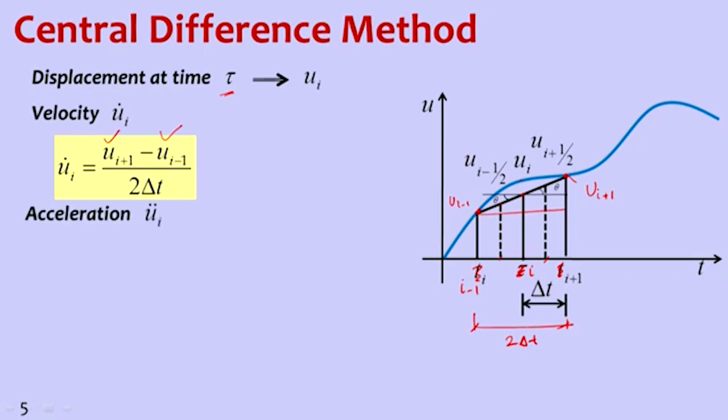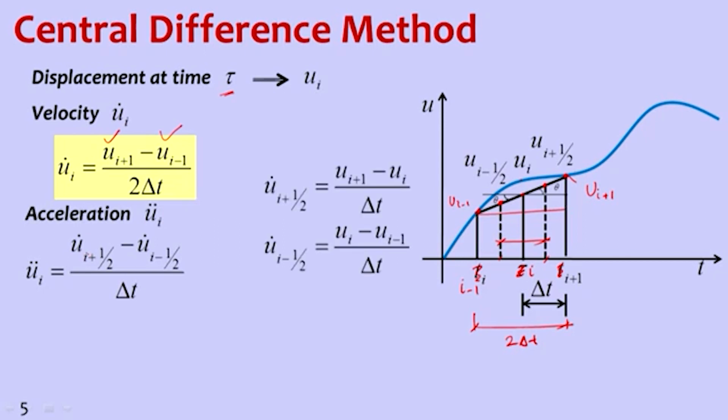Similarly, we get acceleration. Acceleration is rate of change of velocity. So we first calculate velocity at this point, velocity at this point, and the change in velocity divided by the time interval between them. If you can see here, velocity at i plus half here, velocity at this point. So we need velocity at this point, velocity at this point divided by this time interval. So that is delta t only. And now we already know how to find out the velocity at any time instant. So we substitute that in this one.